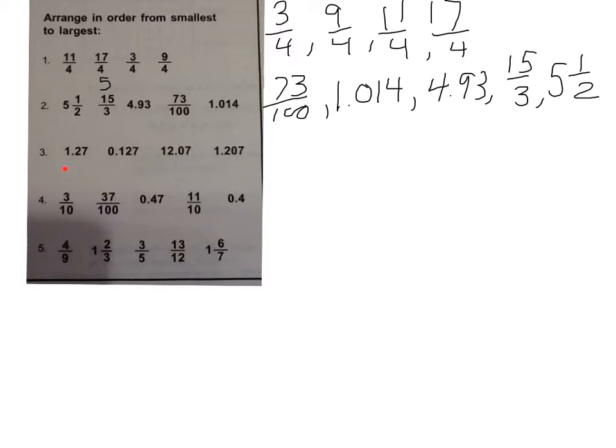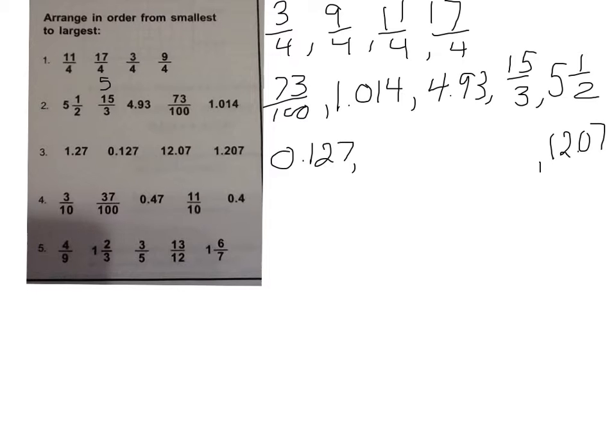I'm going to read them. I've got 1 and 27 hundredths. I've got 127 thousandths, so I don't even have a full one here. I have 12.07, and then I have 1 and 207 thousandths. So really, this one has a 0 in front, that has a 1, that has a 1, and that has a 12. I'm going to put my first one down, because 0.127, 127 thousandths, is my smallest. Then 12.07 is my largest. Now I just have to figure out where these two go in between them.